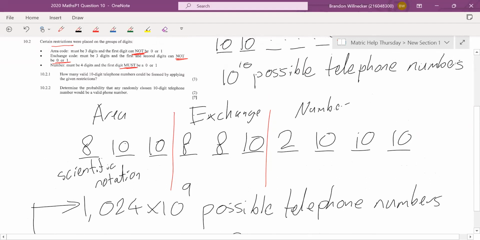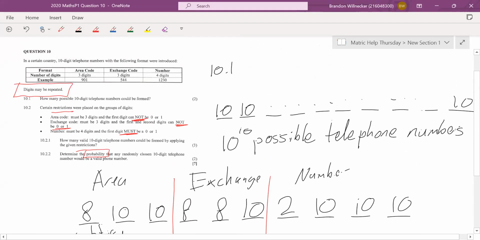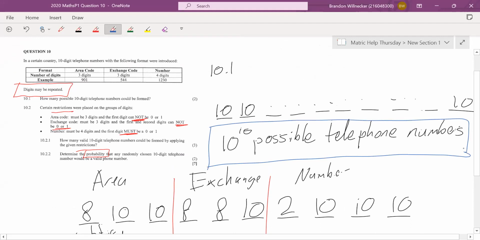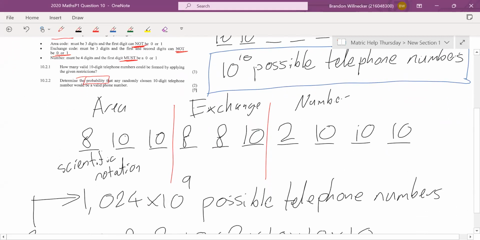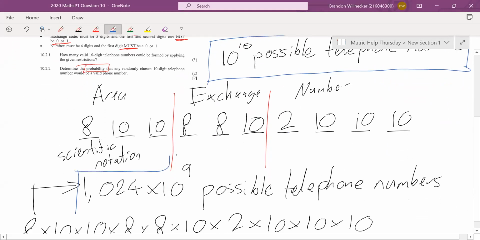10.2.2, determine the probability. Okay, so let's highlight that. We don't want to make a mistake there. So we want the probability that a randomly chosen 10-digit telephone number would be a valid phone number. Basically what we're doing is looking at all of the possibilities. So these are all of them, all the possible numbers you could imagine. Now, how many of those are valid? Well, these ones are valid.